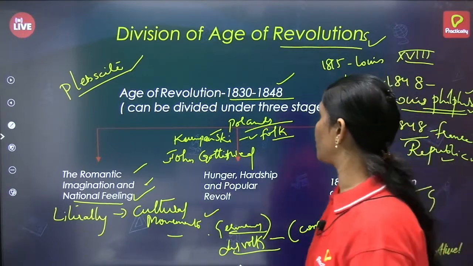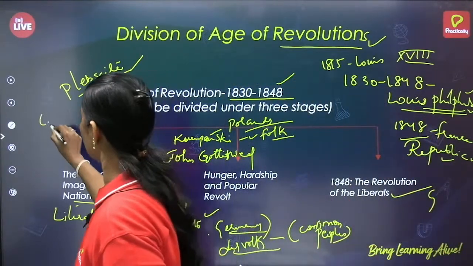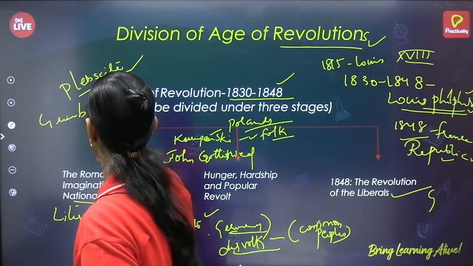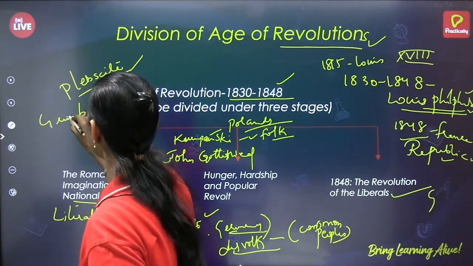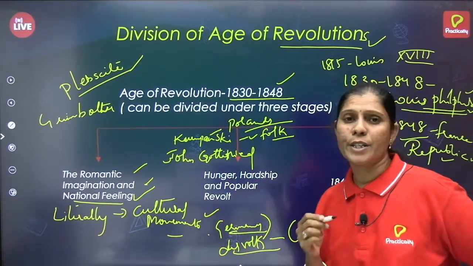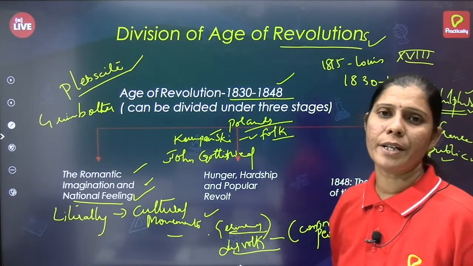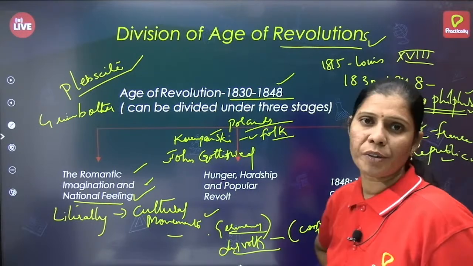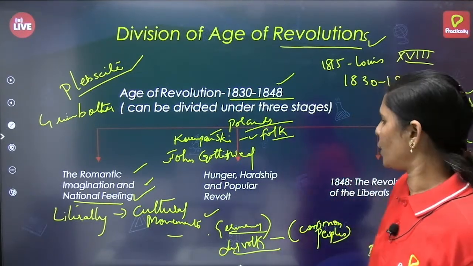One more point to be noted, children: the Grimm brothers. These people also wrote a series of folk stories, and they printed folk editions, and they spread the ideology of national feeling. Okay, so this is about romanticism.